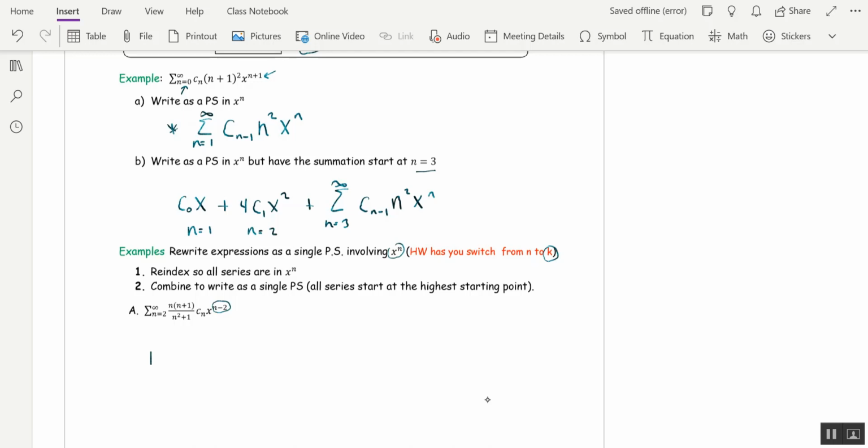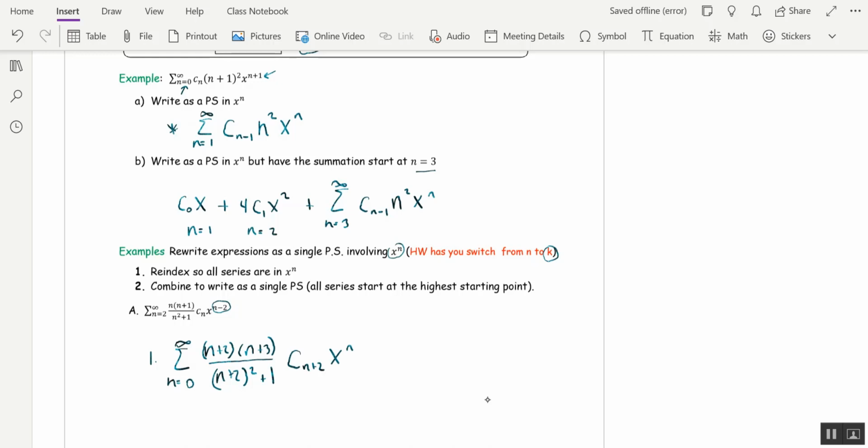So that means on the base of the summation, I subtract 2. So this guy's going to start at 0, go to infinity, and then everywhere I see an n, I replace it with an n plus 2. So I get (n plus 2, n plus 3) over (n plus 2) quantity squared plus 1. The Cn becomes a C(n plus 2), and x to the n.